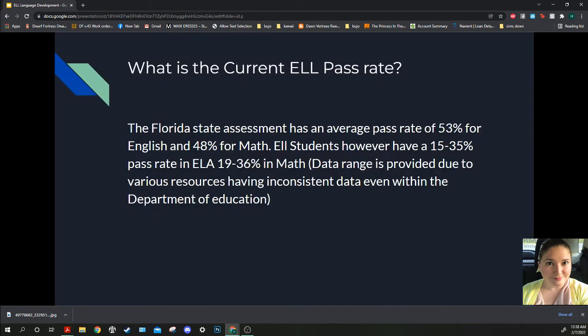What is the current ELL pass rate? Well, unfortunately, the Florida State Assessments has an average pass rate of 53% for English and 48% for math. ELL students, however, have a 15 to 35% pass rate in ELA, and 19 to 36% in math. A data range is provided due to the various resources having inconsistent data, even within the Department of Education.